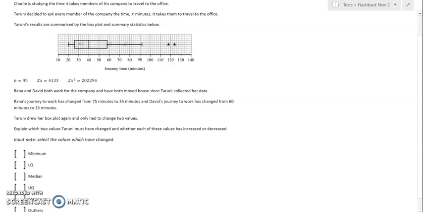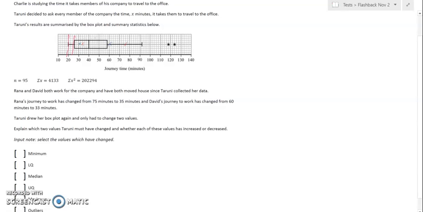Basically, in a box plot all of this is split into quarters. So the first quarter of the data goes between the lowest value and the lower quartile. That's the first quarter. And that first quarter in this case will have 95/4 values, so that's 23.75. So 24 of the first 24 people have the 24 lowest travel times, and they all come in between 20 and I think that's 26.